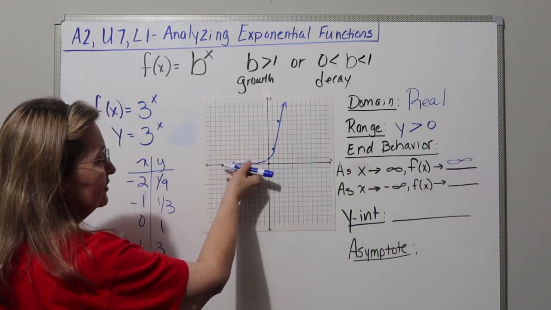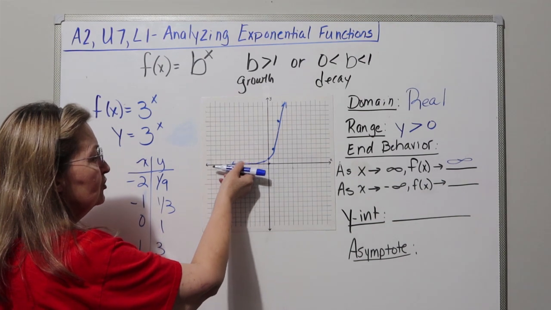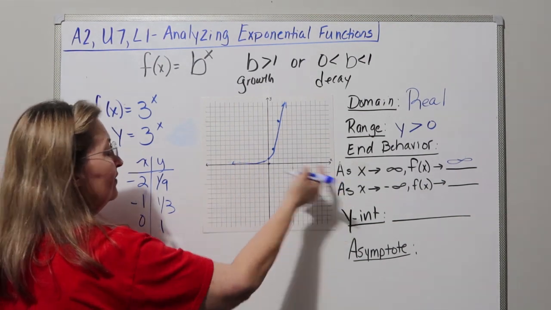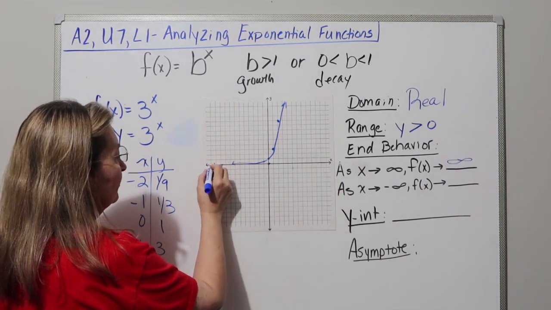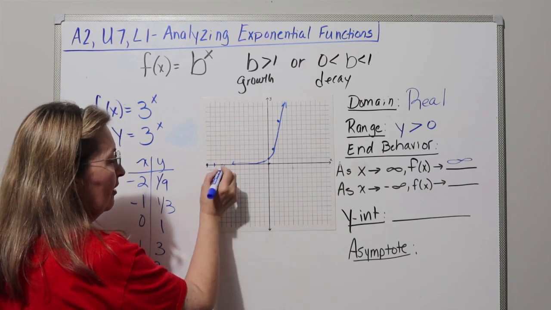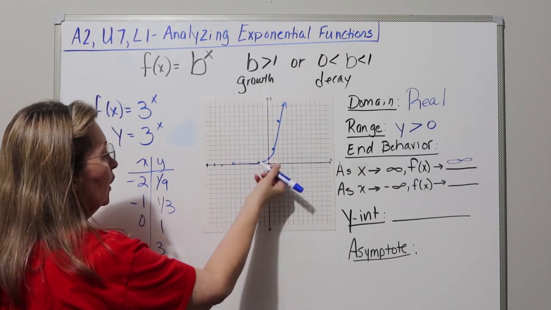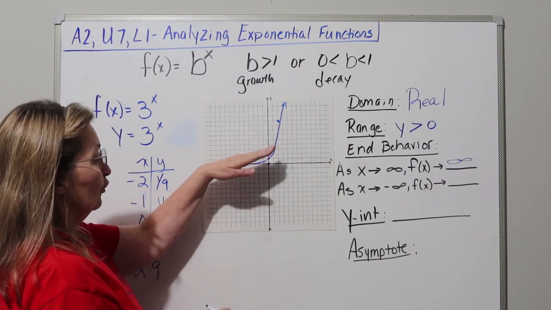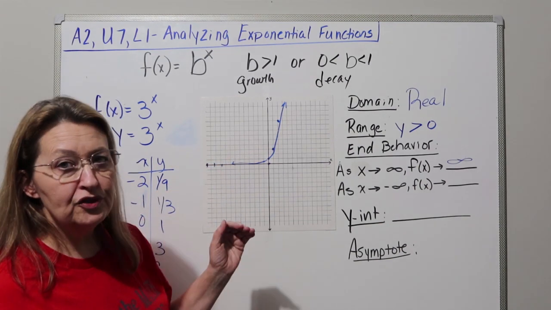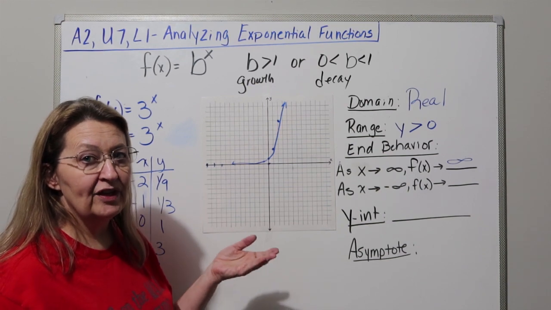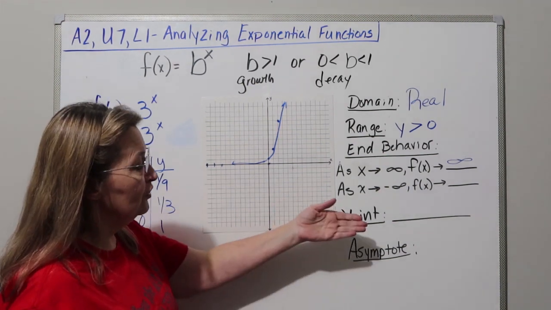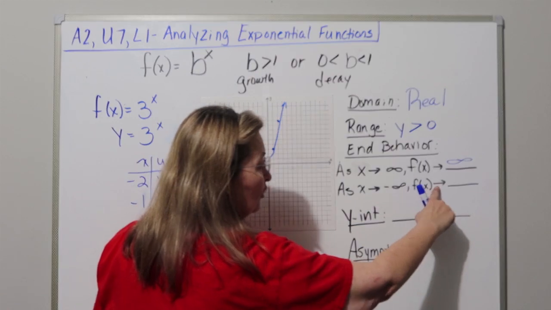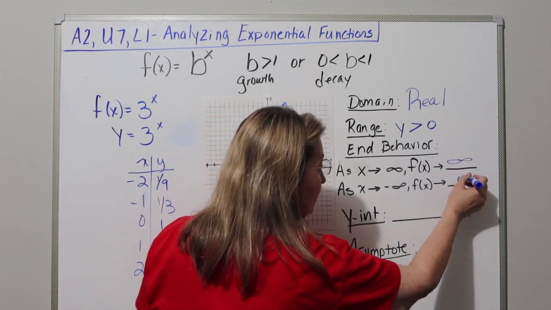Now let's look at what happens going this way. As x goes towards negative infinity, and this means all these numbers on your x-axis, what happens when you go to negative infinity? Well, your function approaches 0, but it never gets there. So what we're going to do here, f of x, this arrow means approaches 0.